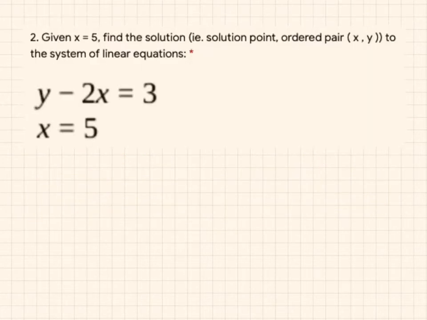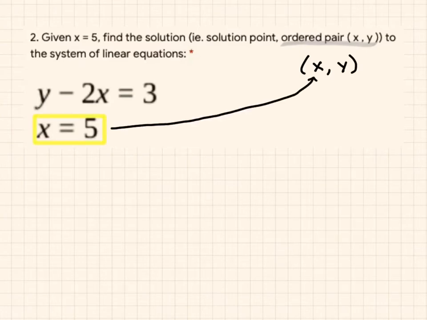For number 2, it says given x equals 5. So we are given a part of the coordinate. Find the solution, i.e. solution point, ordered pair, x comma y, to the system of linear equations. So x equals 5, I'm trying to find the ordered pair, so if x equals 5, I can just replace x with 5.